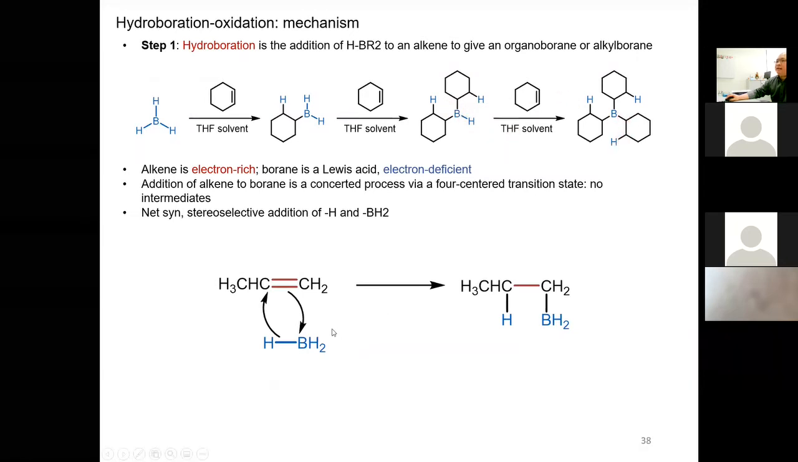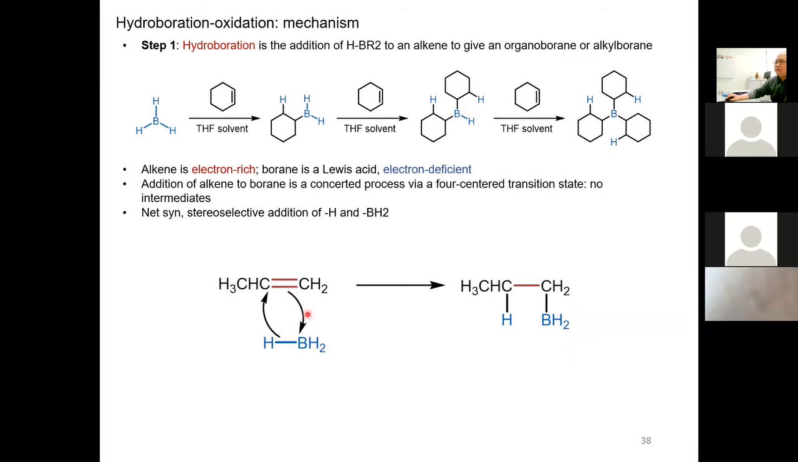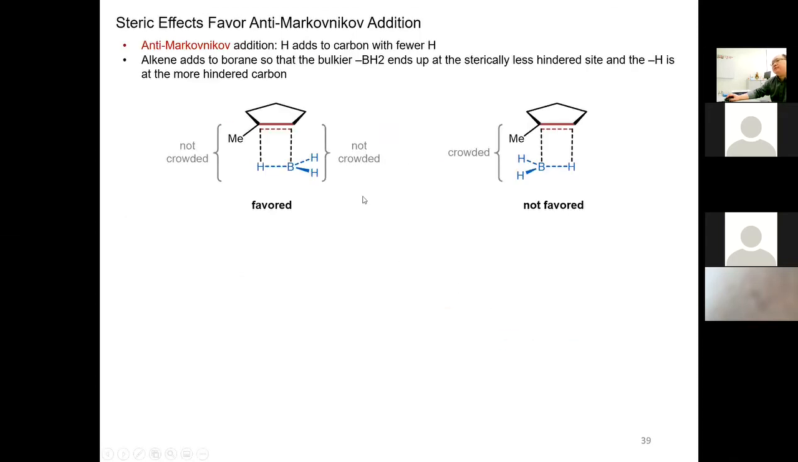All right. And the addition is a syn addition, which is a concerted mechanism. So these 2 arrows happen together to form this one. Because it's a syn mechanism, it's a syn addition to the same side of the alkene. And it's an anti-Markovnikov addition because the H will add to the carbon with fewer H's. In this case, you can see the H goes to the one with the methyl, the one with only 1 H, right? And the B goes to the carbon with 2 H's.